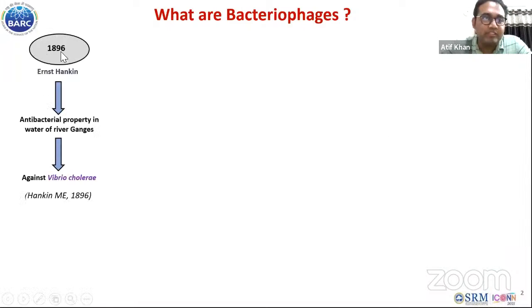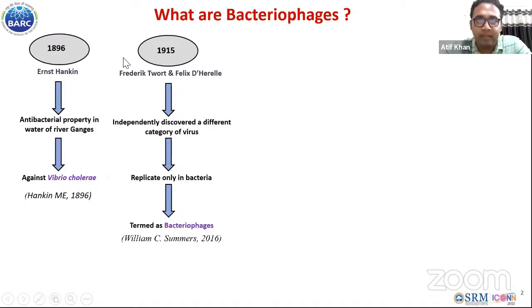The first bacteriophage activity was observed in 1896, when a scientist called Hankin discovered some antibacterial property in the river Ganges against the bacterium Vibrio cholerae, which causes cholera. And in 1915, two scientists, Frederick Twort and Felix d'Herelle, independently discovered a different category of virus which can replicate only in bacteria, and they called it bacteriophage. Bacteriophage generally means killer of bacteria.